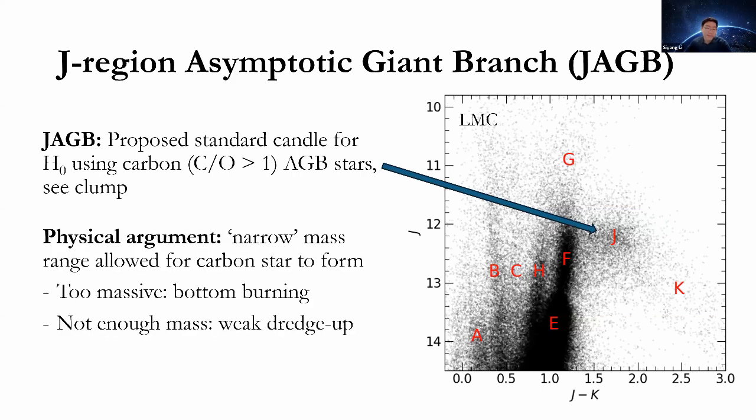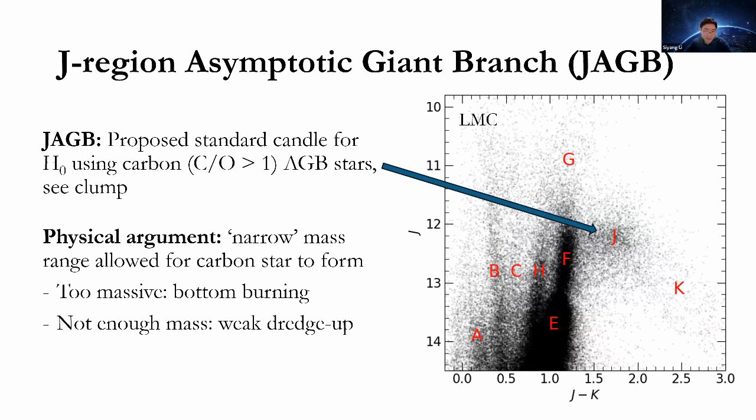Now, the argument for this is that a star has to have a mass that lies within a relatively narrow mass range, about 2 to 5 solar masses, as proposed by the Marigo paper, in order for the star to become a carbon star in the first place. If the star is too massive, bottom burning will occur, and carbon is burned before it can reach the surface of the star. And if there's not enough mass, the third dredge-up events are too weak to bring enough carbon to the surface. So essentially, the star has to have just the right mass for it to be a carbon star and live in this J region.